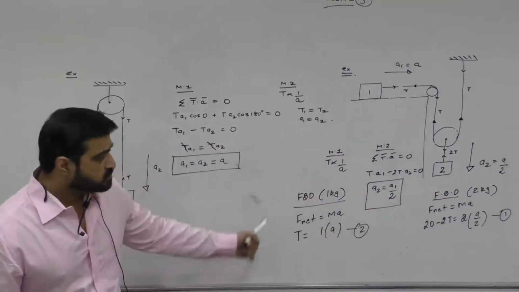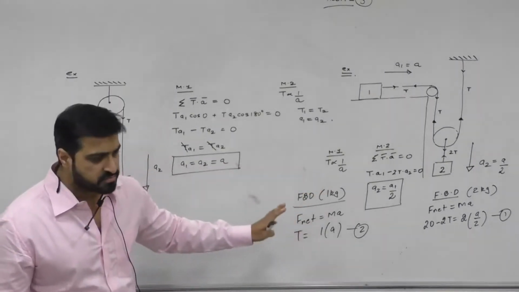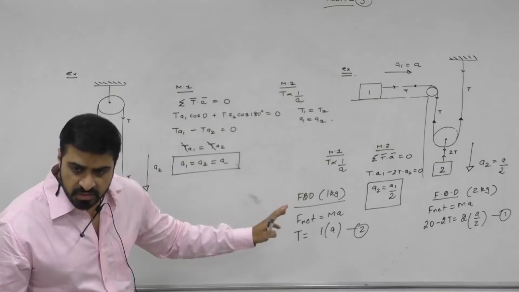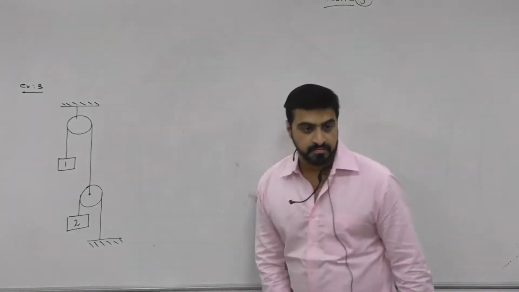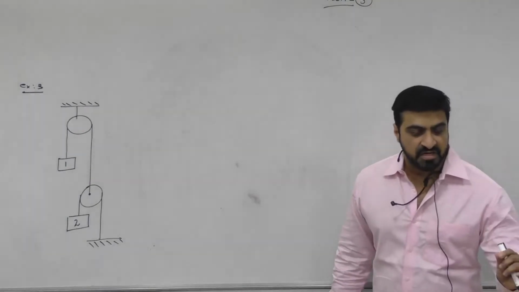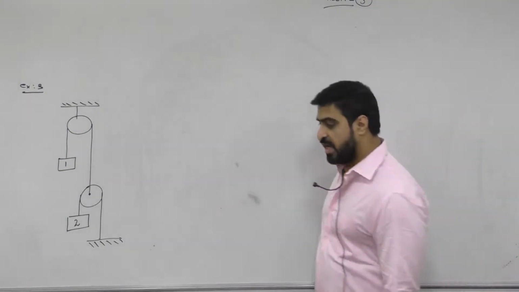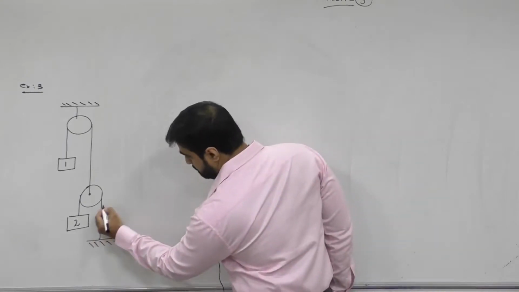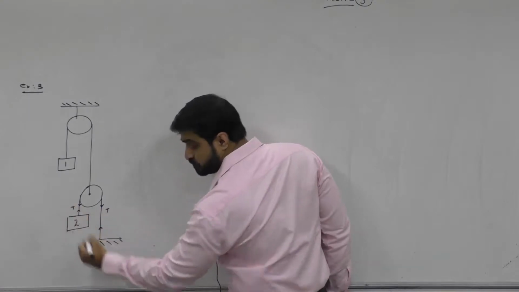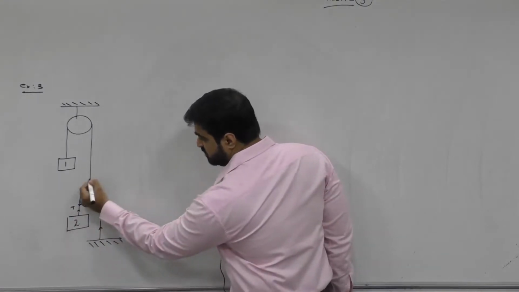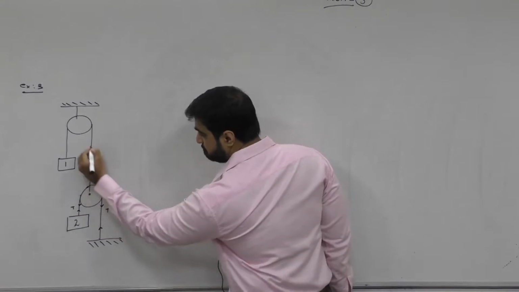Whatever answer comes, don't bother. You got this thing. This kind of sum, first of all we'll do with the tensions. I'll take this tension as T. This will also be T. So beta, this will be how much? Look, T and T are below, so it will become 2T.